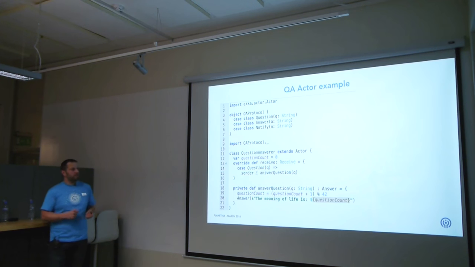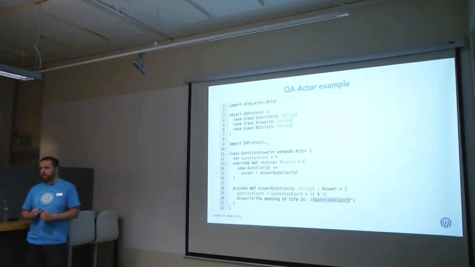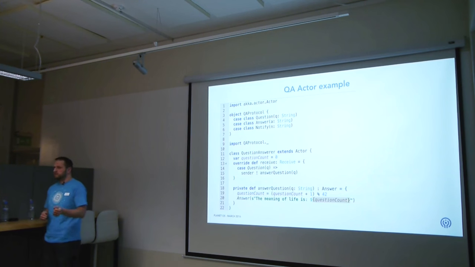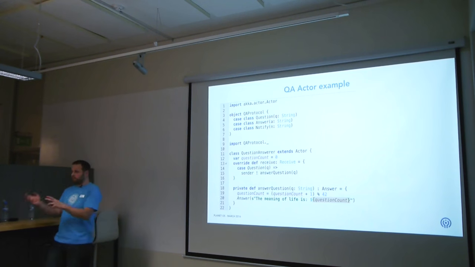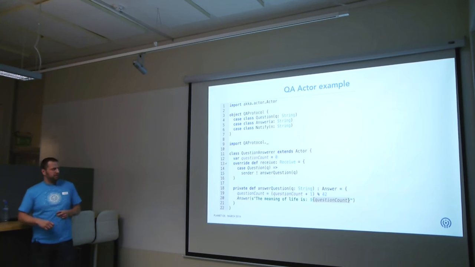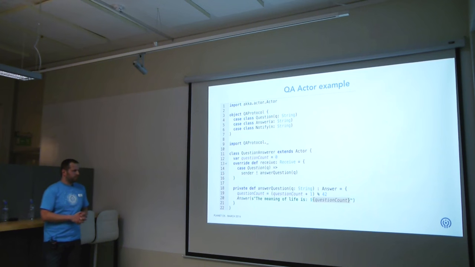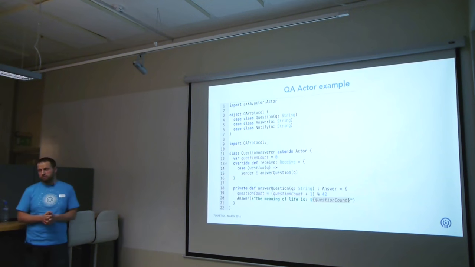On line 13, you define the receive function, which is the place where all the messages that are sent to the actor end up. And inside this receive function, we have a matching clause, and on line 14, we match the question message. Then we compute the answer to this question message and send it back to the actor that sent us the question. And then below, there is also a very simple function that does a very simple thing. It computes the meaning of life.